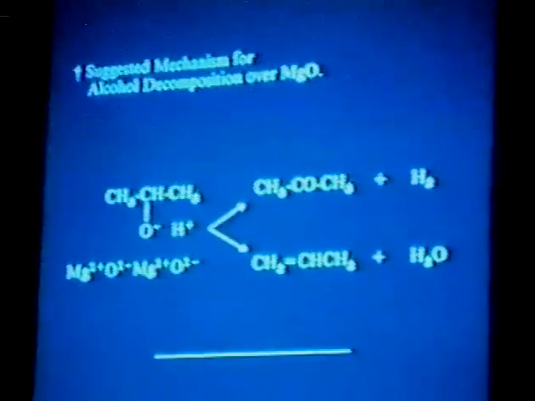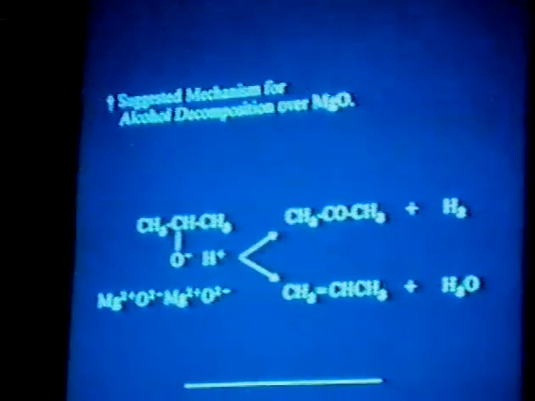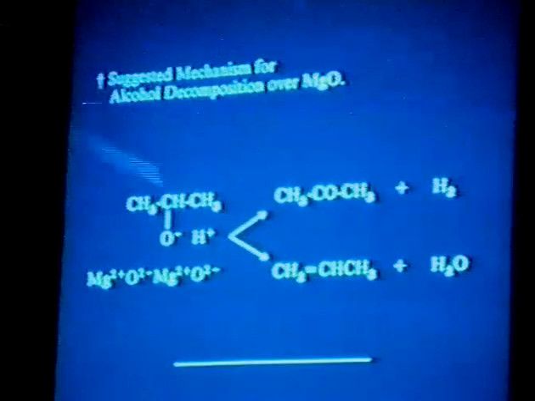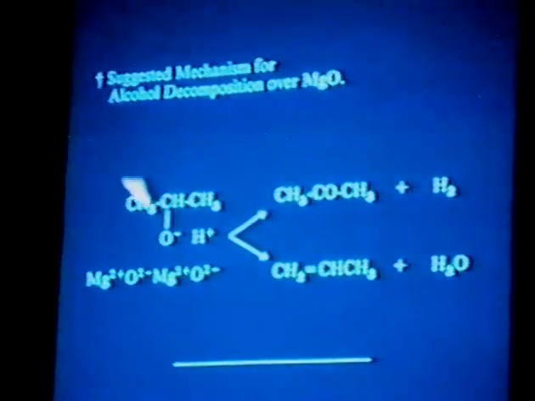So the suggested mechanism for alcohol decomposition over magnesium oxide would be a dissociation of the OH group to form an isopropoxide intermediate as well as a hydroxyl group. Abstraction of the alpha hydrogen would result in acetone and hydrogen, and as I mentioned earlier, abstraction of the beta hydrogen or a breakage of the CO bond would result in propylene.